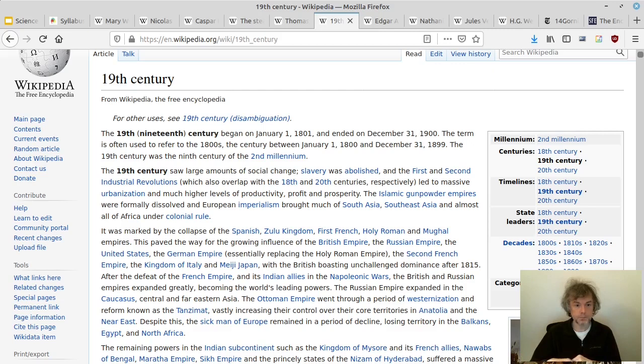Also, Charles Darwin published The Origin of Species in 1859, making the case for evolution by natural selection.